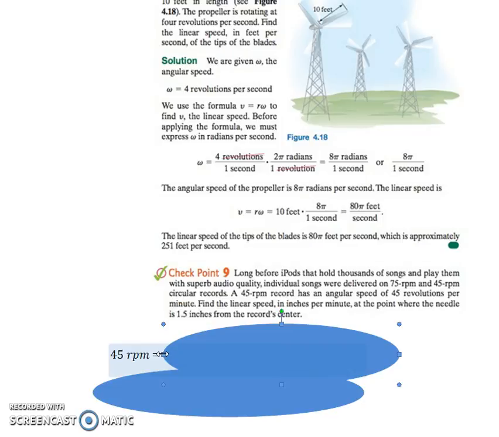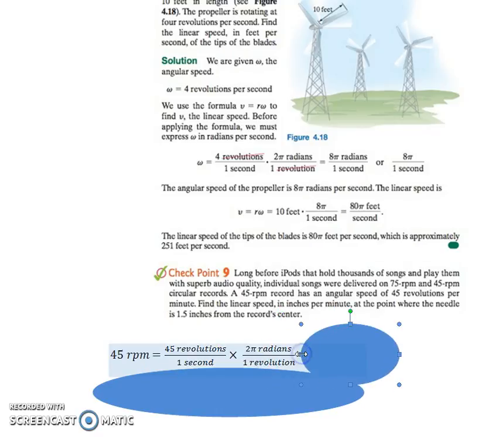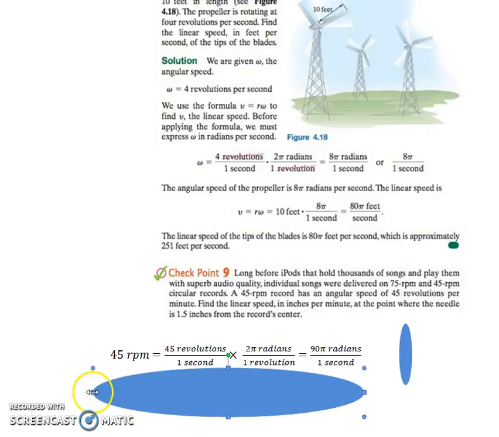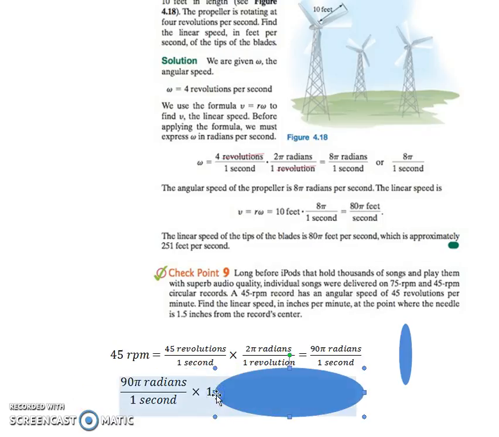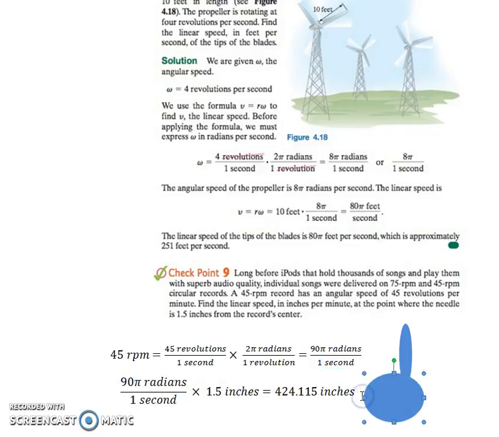The first thing we have to do is change RPMs to radians. Remember that each revolution is 360 degrees, or 2 pi. So we need to multiply this by 2 pi so that we get rid of the revolutions, and it's in terms of pi, so that's going to be 90 pi per minute. Then we need to multiply that by the radius, which we said was 1.5. So 90 pi radians times 1.5 inches, and if you multiply it all out, you get 424 point something inches.